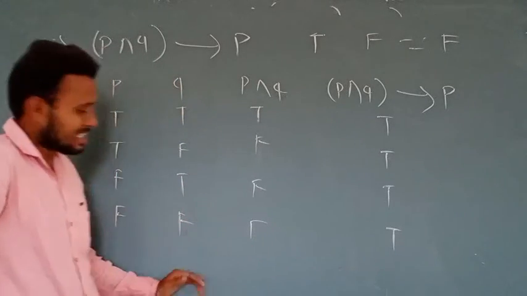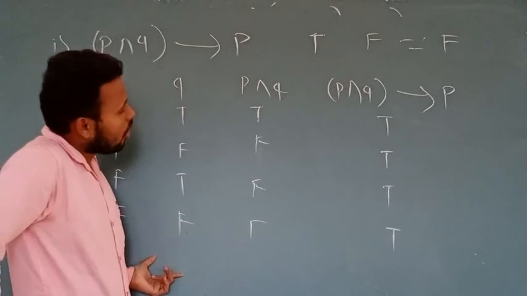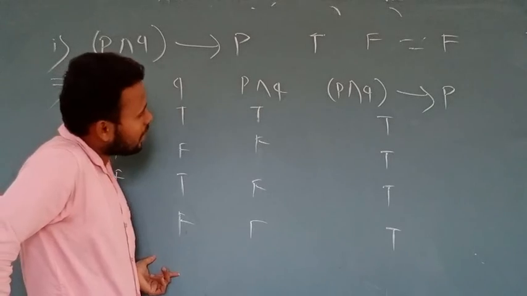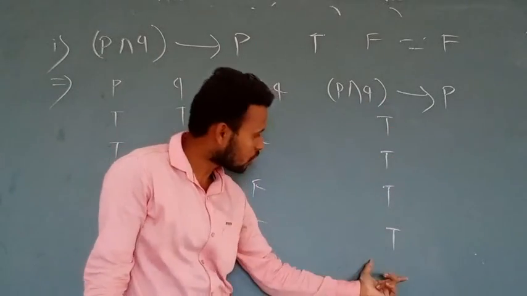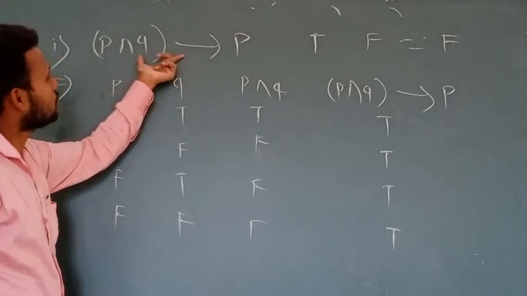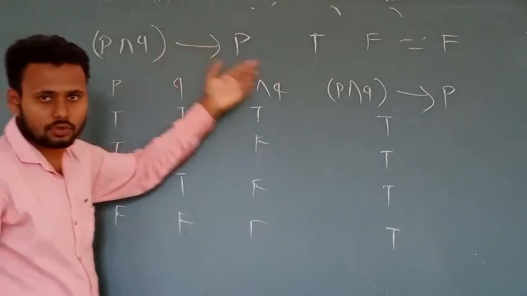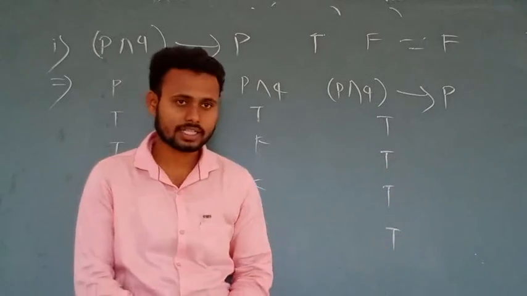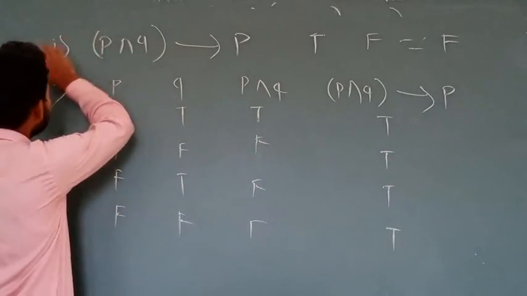Now next line, guys: in the above truth table we observe that all the entries in the last column are T. Therefore we say that the given statement pattern is tautology, which is the required answer.